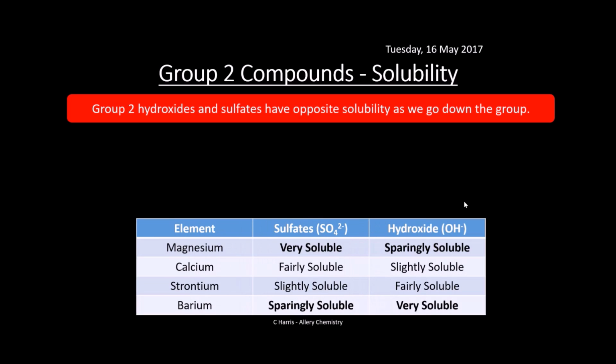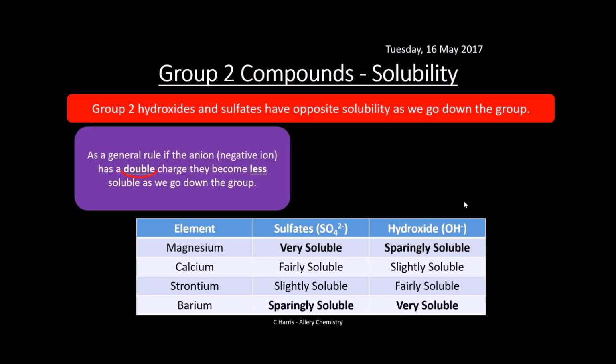Okay, so sticking on group 2, we're going to look at solubility, okay? Because we looked at, obviously, these compounds being able to dissolve. Now, group 2 hydroxides and sulfates, you need to know in particular, okay? And they actually have opposite solubility as we go down the group. So let's have a look.